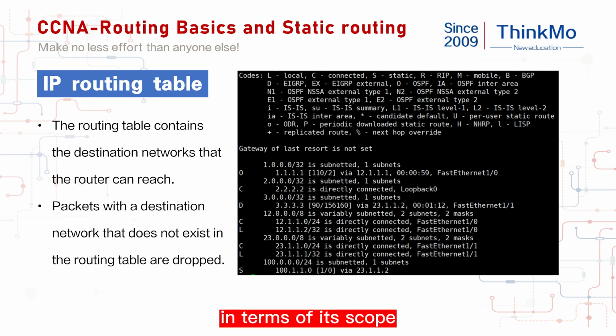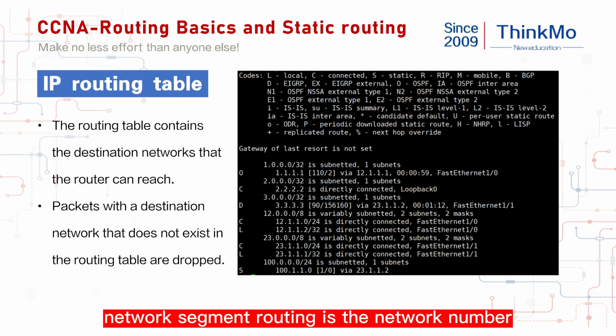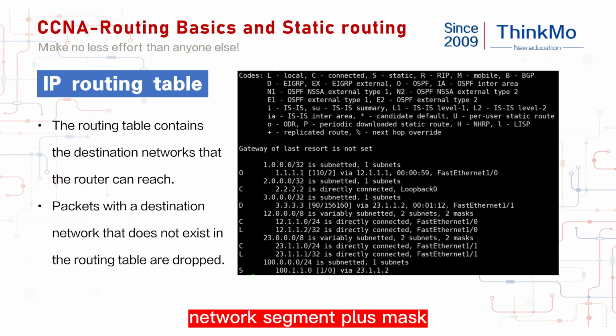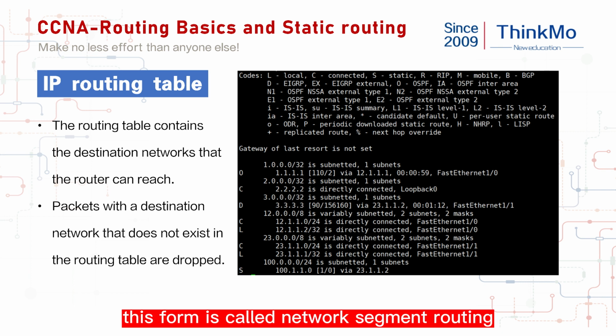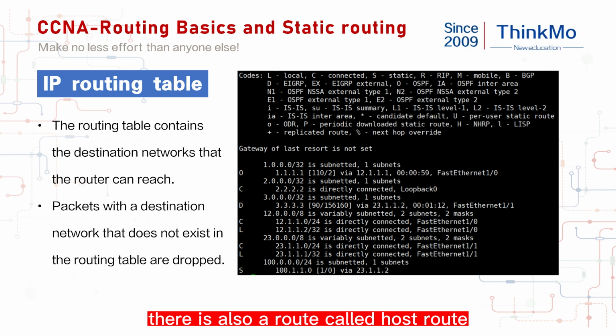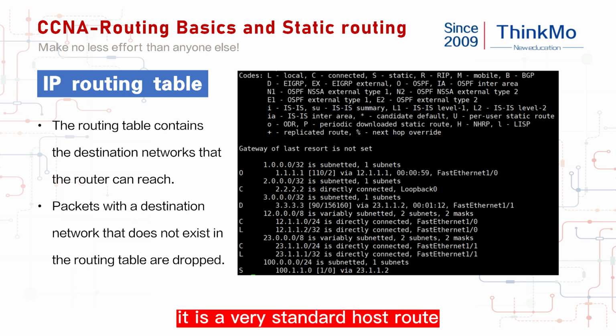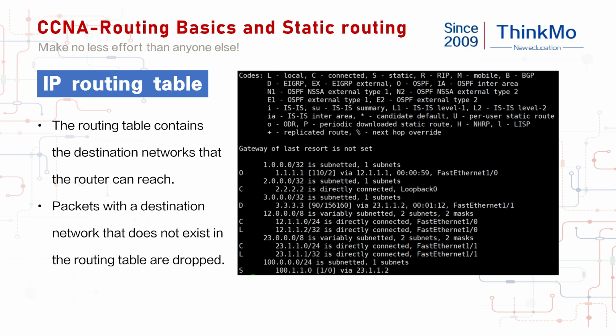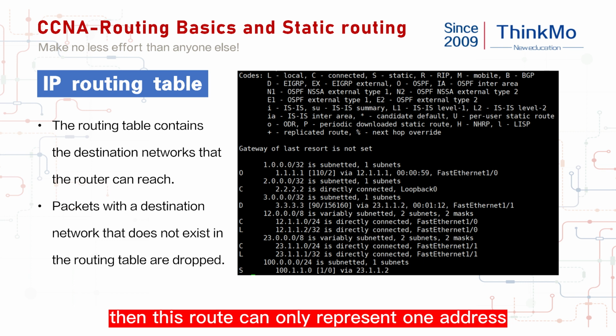In terms of its scope, there are two types of routes that appear in the routing table. Network segment routing is the network number plus mask. This form is called network segment routing. There is also a route called host route. What we see now is a very standard host route. It is an exact host address. This is called host routing. This route can only represent one address. And 12.1.1.0 represents the entire network segment.